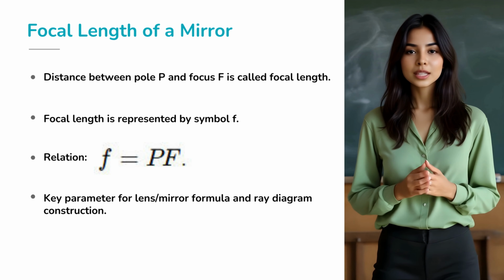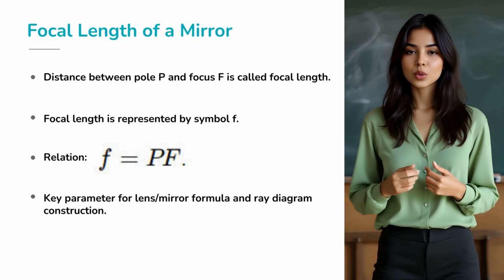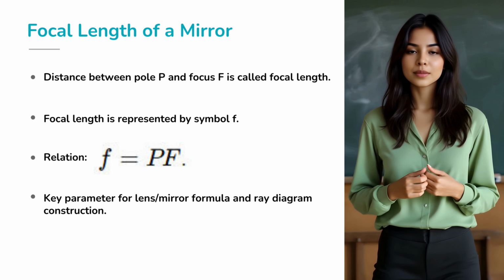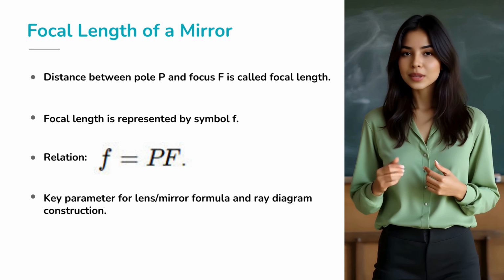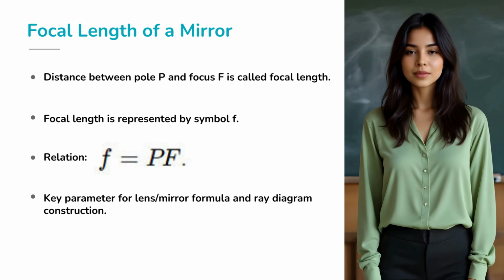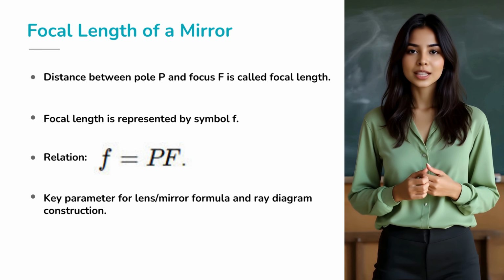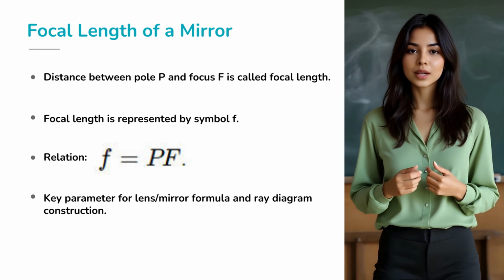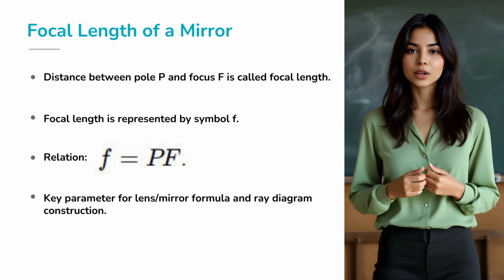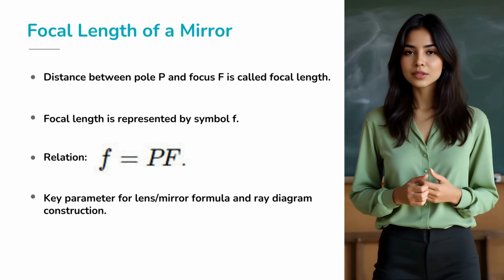Now, let's measure things properly. The focal length of a mirror is simply the distance from the pole P to the focus F. We represent it with the letter F. So the relation is F equals PF. In symbols, F equals PF, that's it. Just a straight line distance along the principal axis. This length is super important because it shows up everywhere in mirror formulas and ray diagrams. Think of it as the mirror's unique ID number. No two mirrors of different curvatures have the same F.